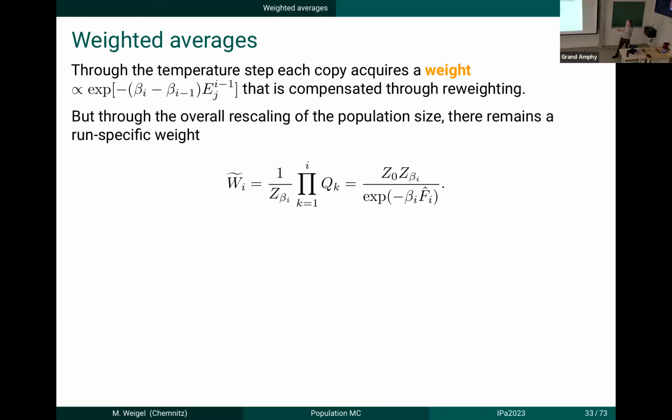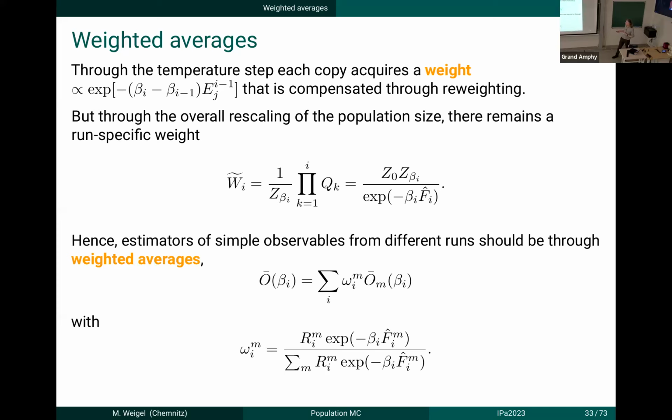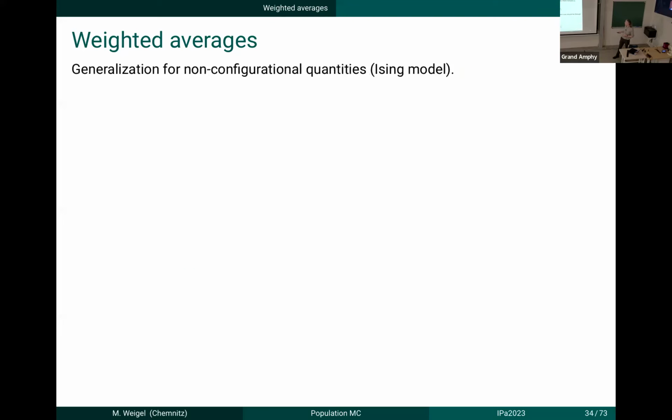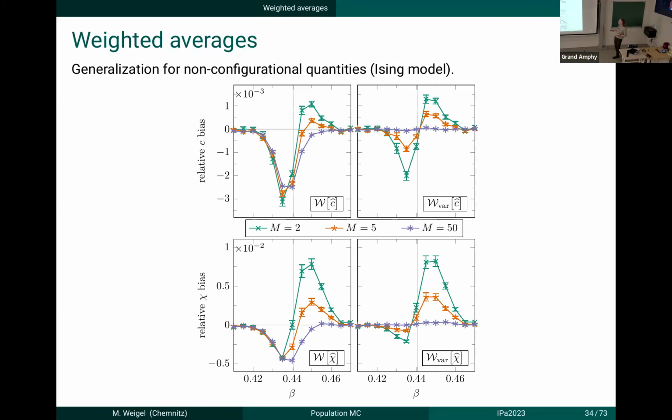And that can be done. You can convince yourself that there is a run-specific weight of this type. And so you should take a weighted average with weights that contain these free energy estimators for each of those simulations. And the free energy itself, of course, is independent, but the free energy estimate will be different for each simulation. So these factors need to be taken into account. And then, yeah, you can check that this actually works.